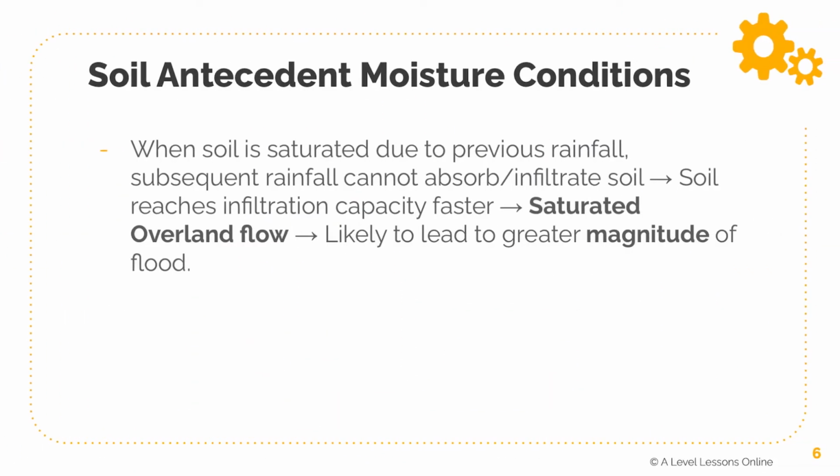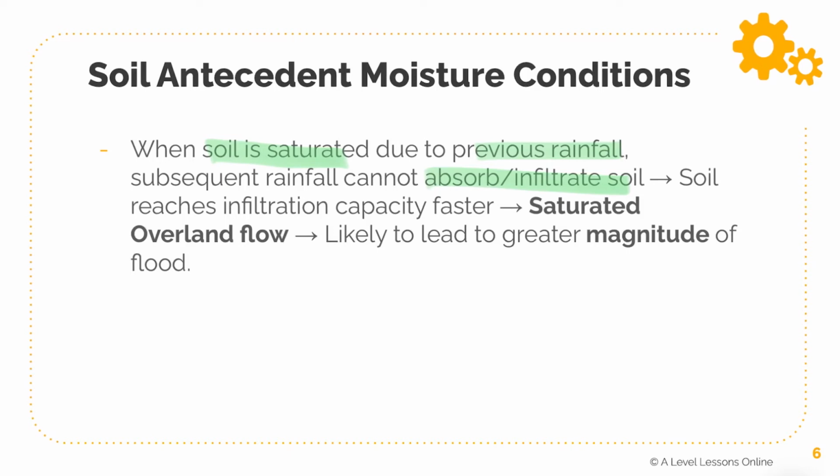Alright, the next one is soil antecedent moisture conditions, right? What is soil antecedent moisture conditions? This is when the soil is actually saturated due to a previous episode of rainfall. So when the soil is saturated due to previous rainfall, what happens is that subsequent rainfall, let's say tomorrow when it rains again, the water is unable to infiltrate the soil. The reason is that the soil already contains a lot of moisture from the previous day's rainfall, especially if it was high.